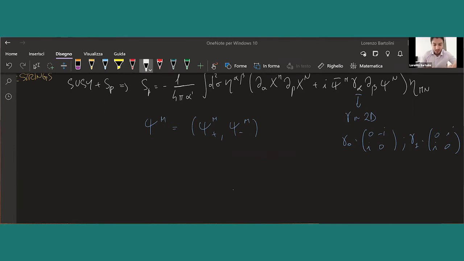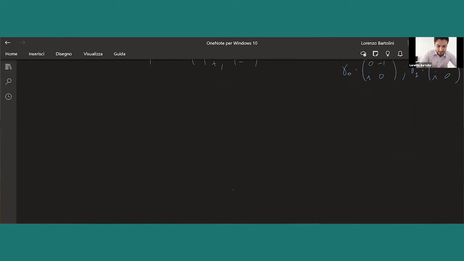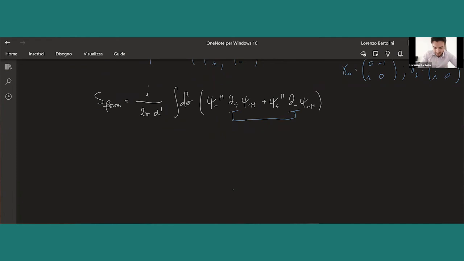So let us consider the fermionic part of this action, and we can write it in a more convenient way, like this. I'm not writing the τ and σ anymore to save time, so the d²σ is the same. And then we have ψ_−^M ∂_+ ψ_−^M plus ψ_+^M ∂_− ψ_+^M, where these objects, the plus and the minus derivatives, of course, are given by ∂_+ is 1/2 (∂_τ + ∂_σ), and ∂_−, guess what, is ∂_τ − ∂_σ.